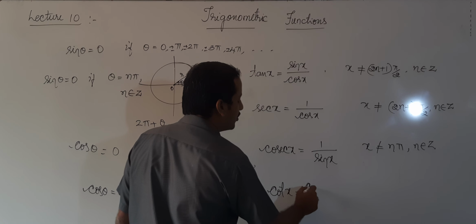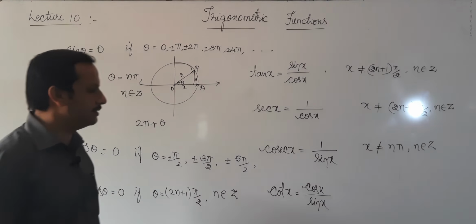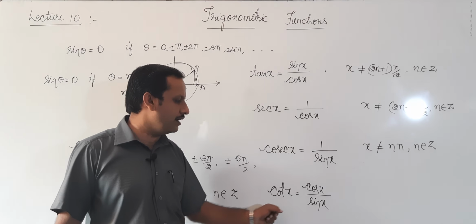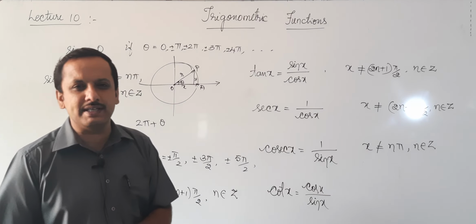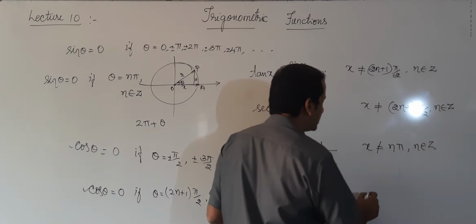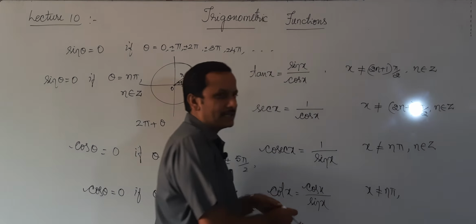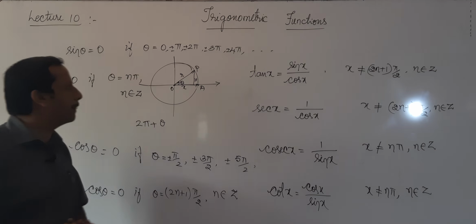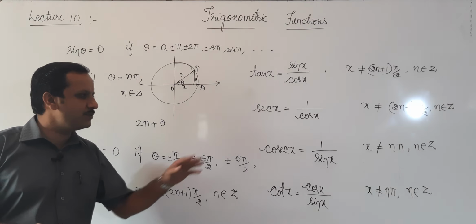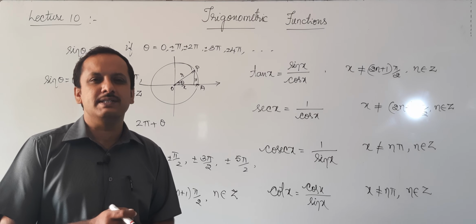Cot x is equal to cos x by sin x. Again here this is not defined if sin x is 0. So, you have to remove all those values of x where sin x becomes 0. Sin x will become 0 when x is equal to n pi. So, I do not want sin x to be 0. So, I am writing x is not equal to n pi. Okay. So, in this way we can define the other 4 trigonometric functions with the help of sin x and cos x.